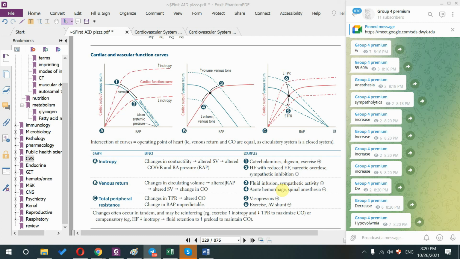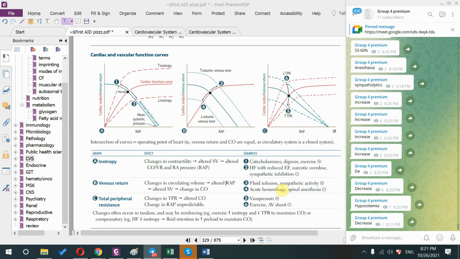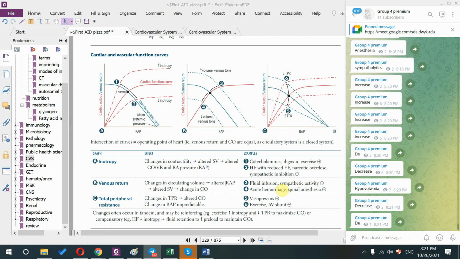In cases of spinal anesthesia, does the venous tone increase or decrease? Yes, it decreases. That allows it to accommodate more fluid, and thus it falsely decreases your vascular function curve. I hope these two concepts make sense.